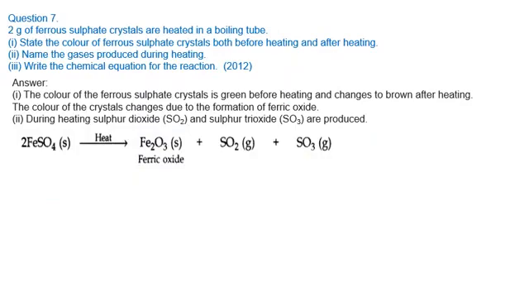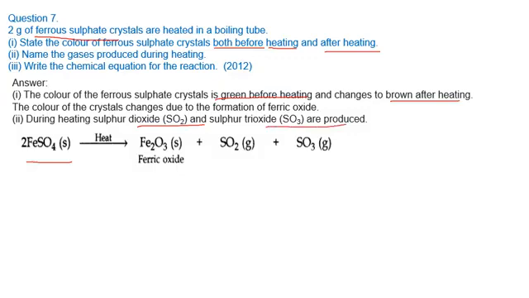Next question, 2 gram of ferrous sulfate FeSO4 crystals are heated in a boiling tube. First, state the color of the ferrous sulfate crystals both before heating and after heating. So we heat ferrous sulfate, and we have to find out the color of the crystal. Before heating, the color is green and it changes to brown after heating. Name the gas produced during heating. The gases produced during heating are sulfur dioxide and sulfur trioxide. Both sulfur dioxide and sulfur trioxide are produced.